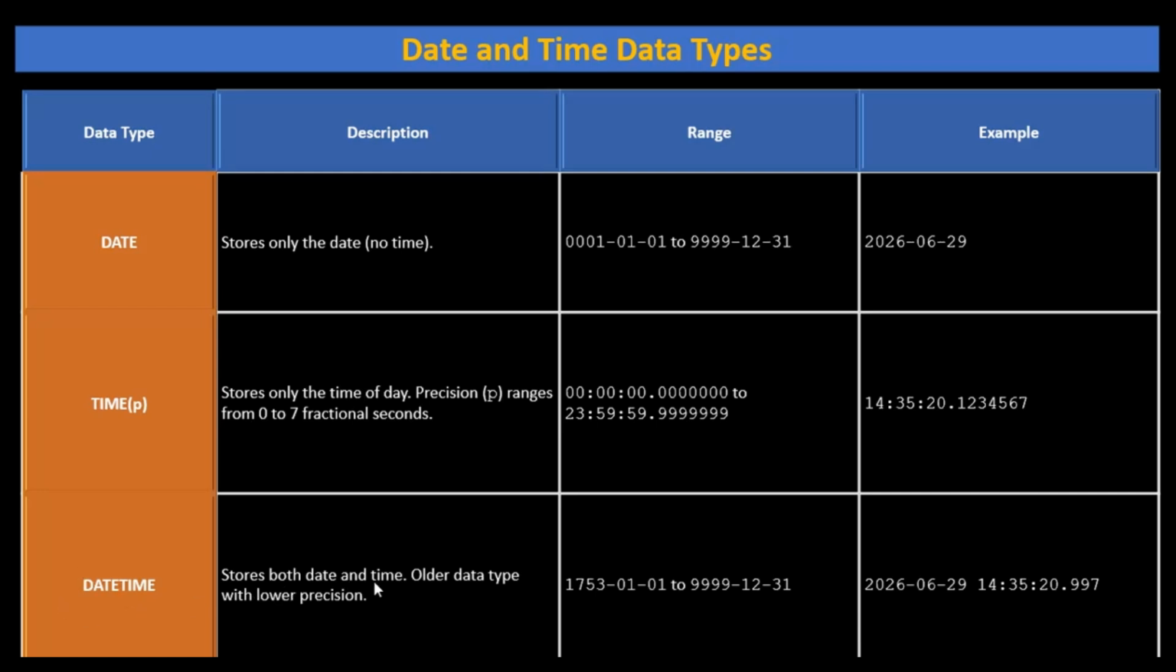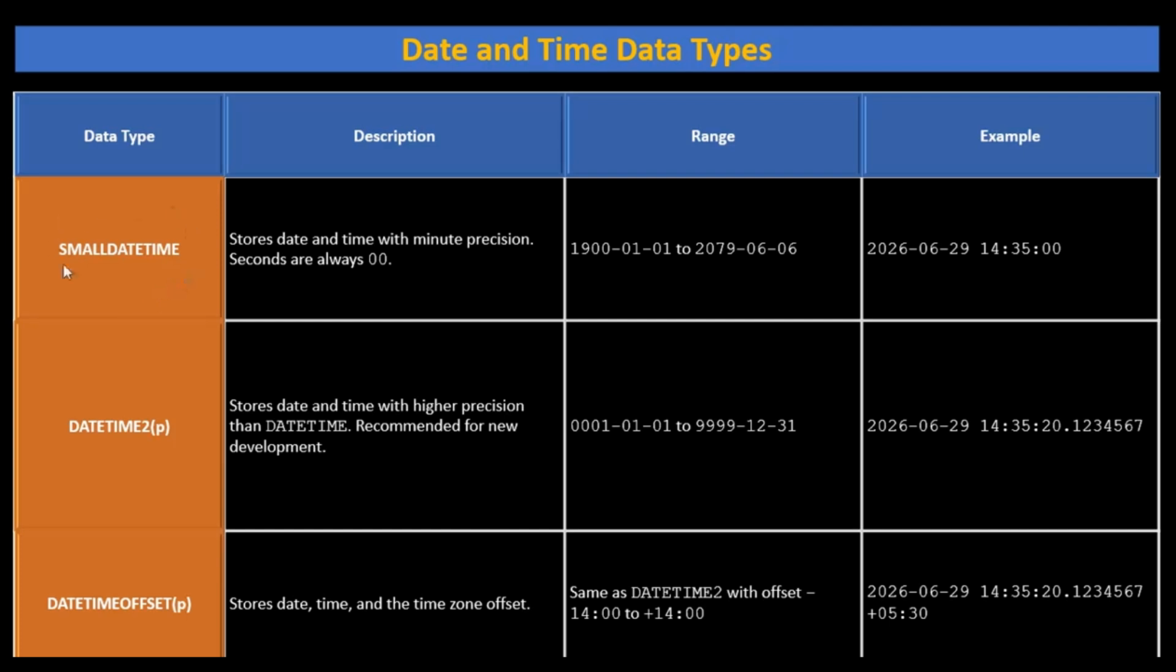The next is date time. It stores both date and the time. Here we can see the date ranges from 1753 to 9999. It is different from this date. We can see it ranges from 1/1/1 to 31/12/9999. Now it stores both date and time part. For example, 29/6/2026. This is the date part, and time is 14 hours 35 minutes 20.99 seconds.